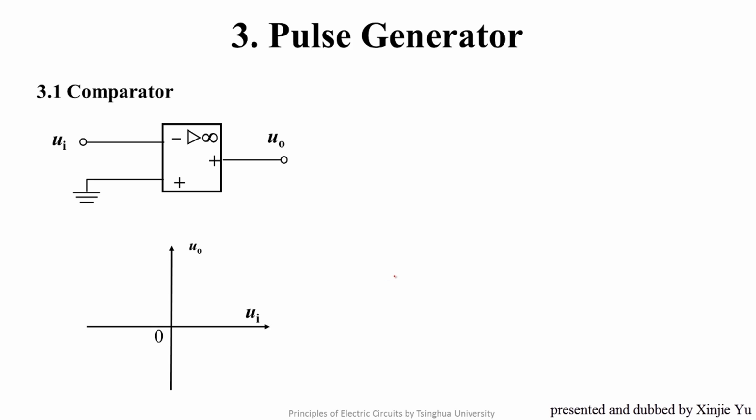Now let's discuss how to form the pulse generator with op-amp. This part has a bit more content, so we have several steps. Firstly, we discuss how to form a comparator with the op-amp.